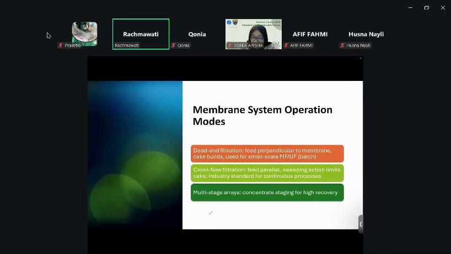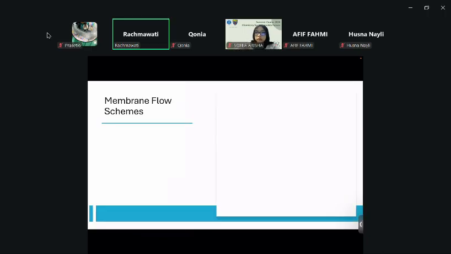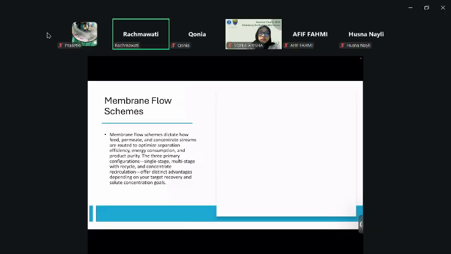And then it can also be multi-stage RO, which uses concentrate staging for high recovery. So it's made of multiple systems. Now, for the membrane flow scheme, the membrane flow dictates how the feed, permeate, and the concentrate streams are routed.